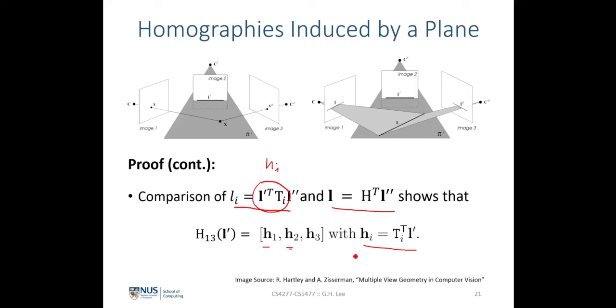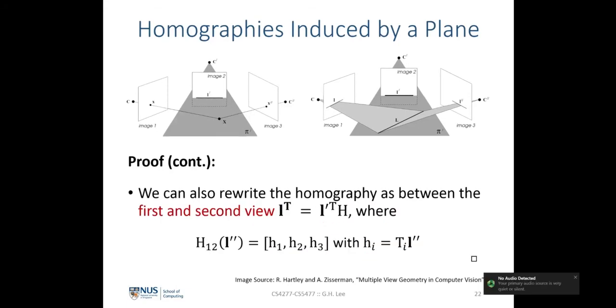So, which means that if I want to compute for H1, I will simply take T1 transpose multiplied by L1. And similarly for H2, that would be T2 transpose multiplied by L2. And we'll do the same for the third column of the homography matrix.